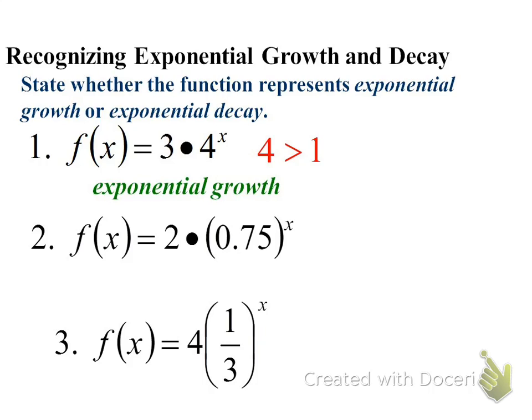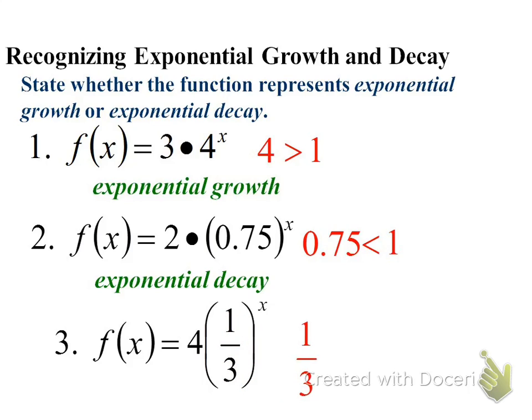Number 2, what is b? Decay. Yes. b is 0.75. That is obviously less than 1, so this one's going to be a decay. What about number 3? Decay, yes. b is a fraction that is less than 1, so it's also a decay. Any questions on this?